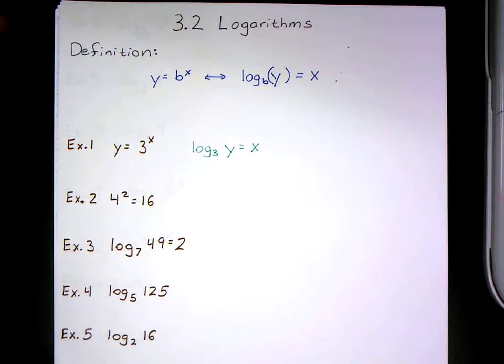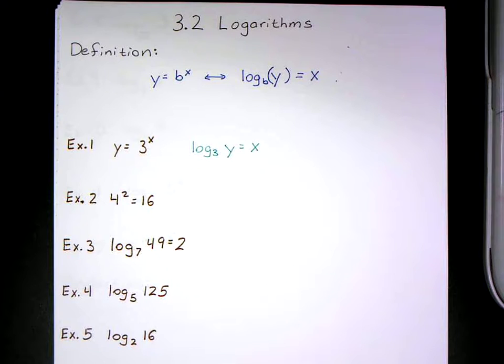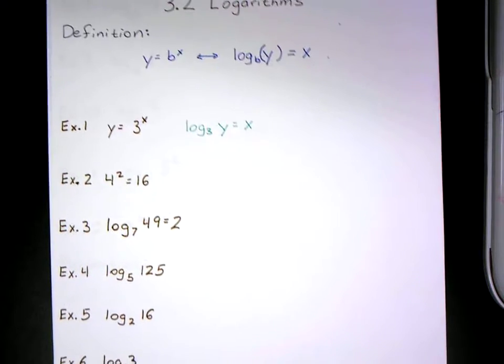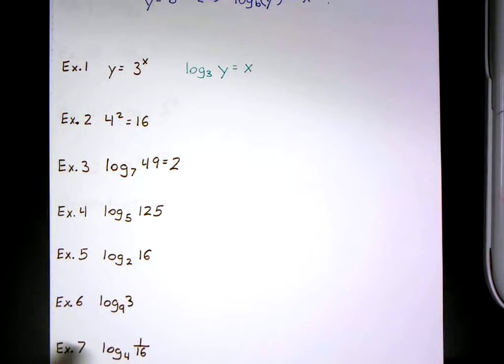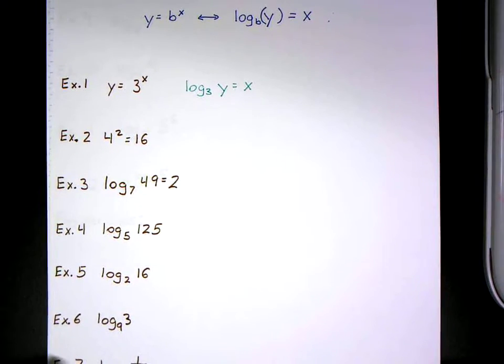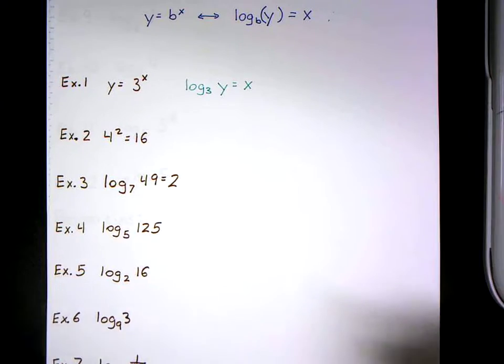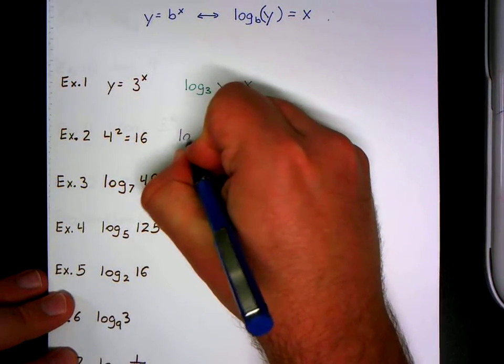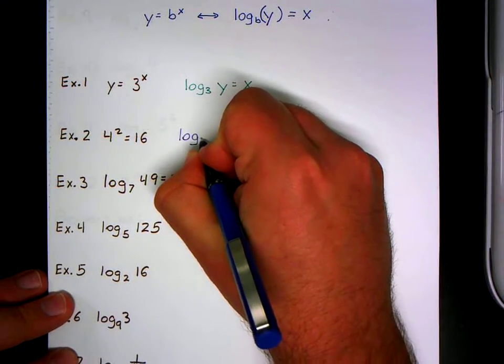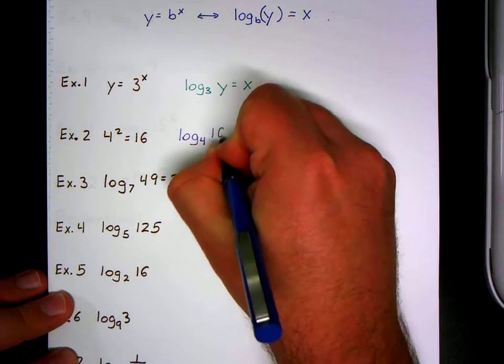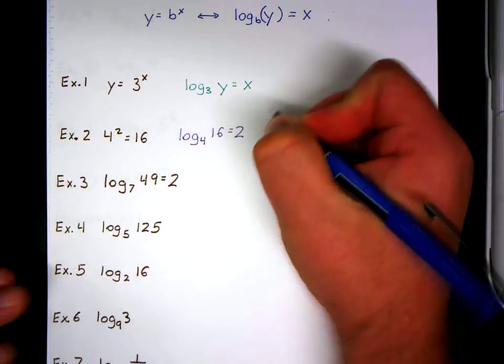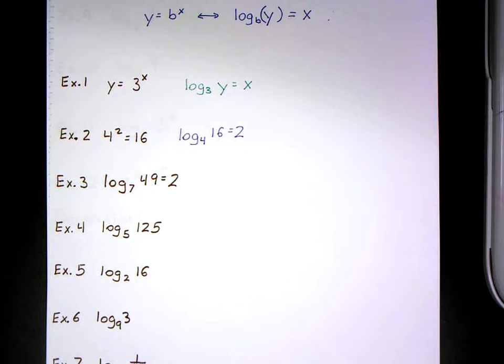Green's running out. It's not showing up well. Let me change colors. Okay, now it usually makes more sense when we start using numbers instead of just a bunch of letters. So how about 4 squared equals 16? Okay, so there you can start seeing it. So log base 4 of 16 equals 2. So I get the exponent back as an answer.